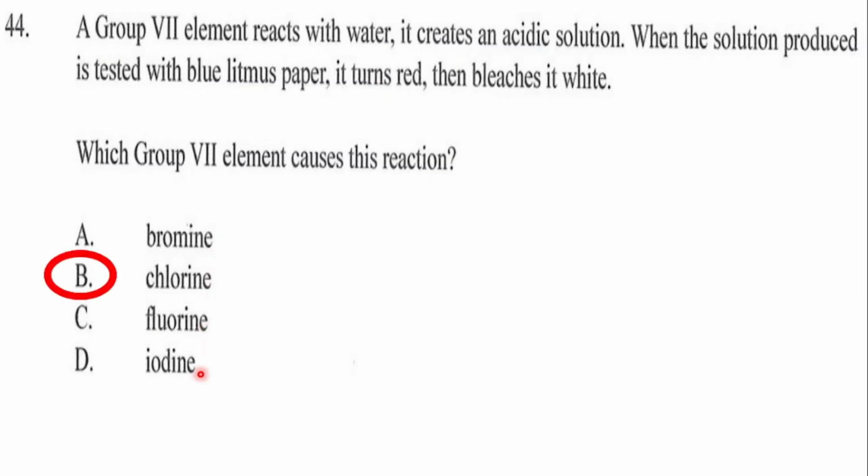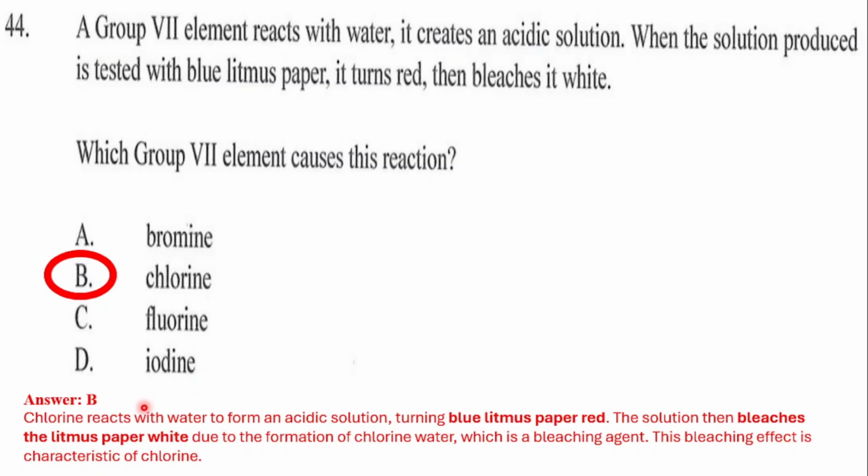The correct answer is definitely going to be chlorine, because chlorine reacts with water to form an acidic solution. So what's going to happen when we apply litmus paper to it? Well, it's going to turn blue litmus paper red because we're talking about an acidic solution. The solution then bleaches the litmus paper white due to the formation of chlorine water, and chlorine water is a bleaching agent. This bleaching effect is characteristic of chlorine. So the correct answer is definitely going to be B, chlorine.